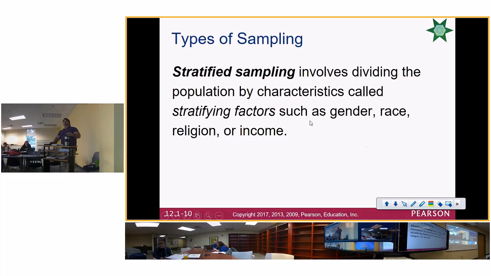In other words, it's not by geographic. It's by socioeconomic. It's by gender or race. So you need to use stratified. You need to use gender, race, religion, income, etc. Foot size. Blondes, brunettes, redheads.